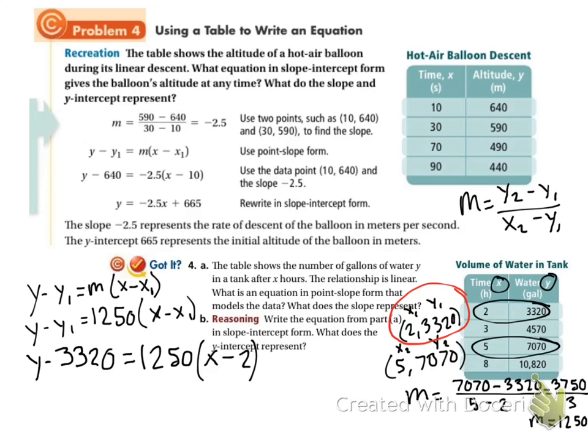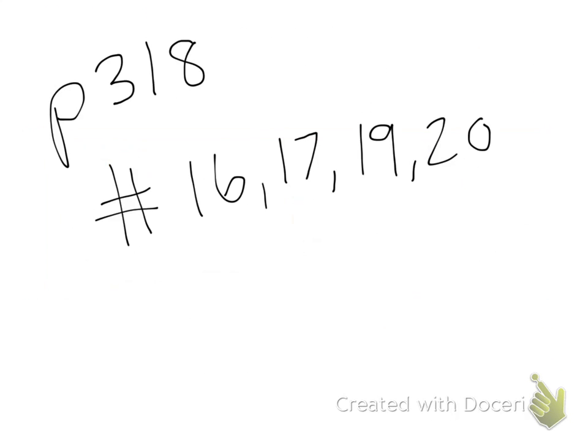If you were asked to then put it in slope-intercept form, we would distribute it in and rearrange it so that we get y alone. So you can see up here, they got this equation as the answer, and then they rearranged it so that they got y equals, and they put it into point slope form. And there's your homework.